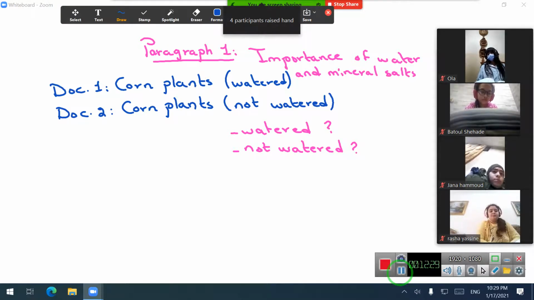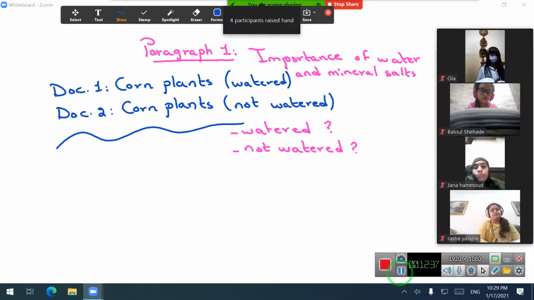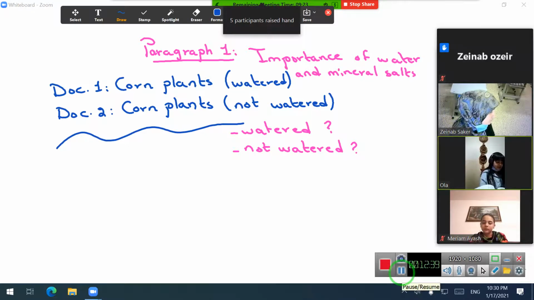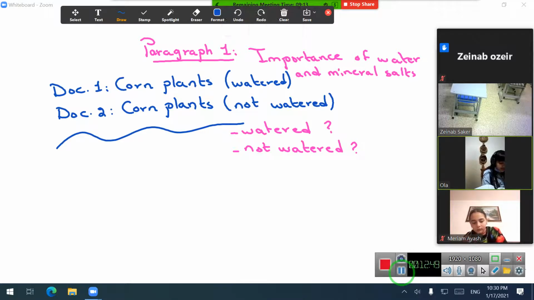After a few days, what happened to corn plants in document 1? And what happens to corn plants in document 2? Wheat plants cultivated in medium A, which is rich in mineral salts, and in medium B, which does not have mineral salts. Excellent, Ola.